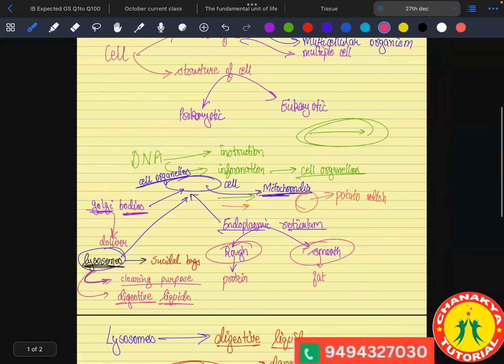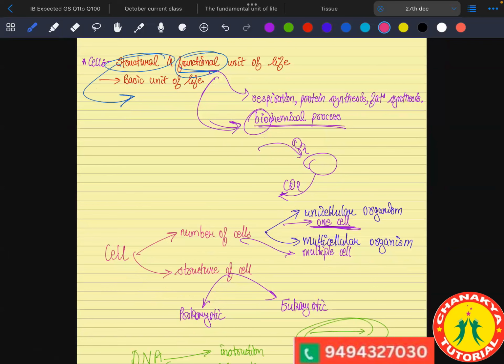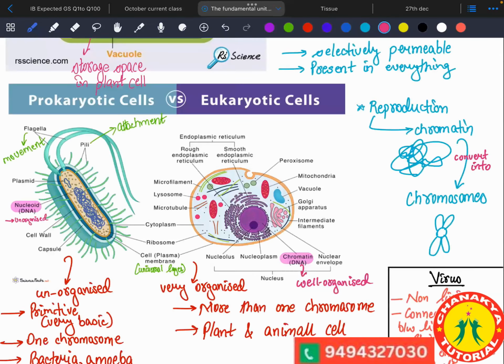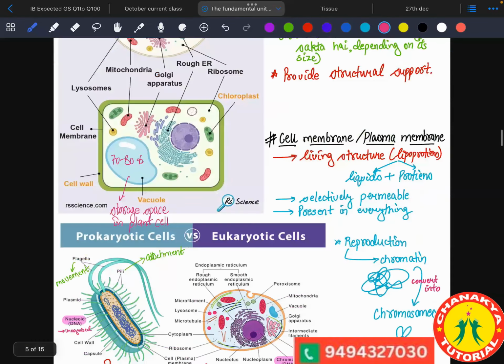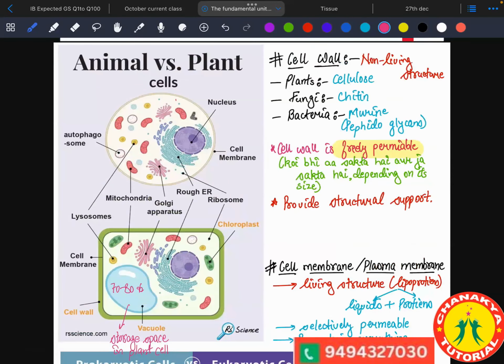Good. Sir, are the plant cells and animal cells the same type of cells? No, not the same. Let me show you this diagram. This is how an animal cell looks, the upper one is the animal cell, whereas the lower one is the plant cell. Basically, the major difference between plant cell and animal cell is that the animal cell does not contain a cell wall, whereas the plant cell contains a cell wall.